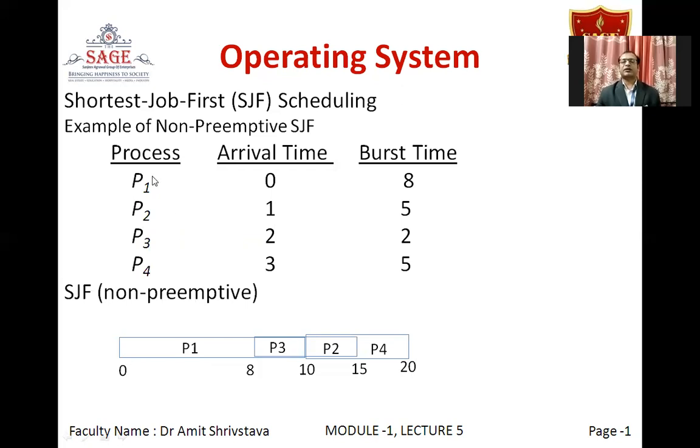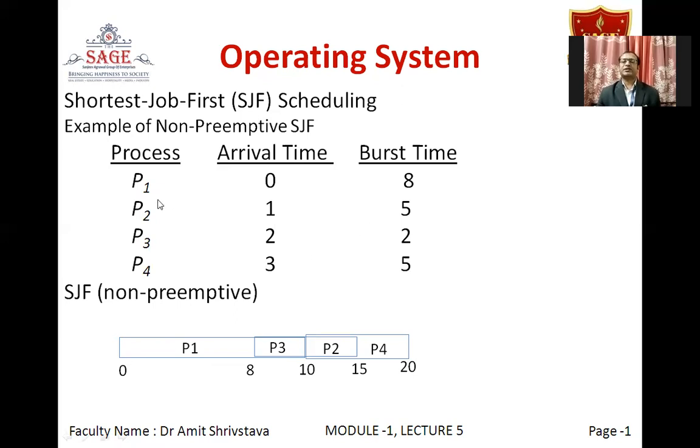So if we draw the Gantt chart for the same, since we are dealing with the non-preemptive shortest job first algorithm, it means once we allot the CPU to any process, then we will not take back the CPU from it until the complete CPU burst is exhausted for that particular process. So at the 0th time interval, we are having only a single process, that is process P1. So we have got no other choice than to allot the CPU to process P1. It has got the CPU burst time of 8 unit. So from 0 to 8, P1 will be executing.